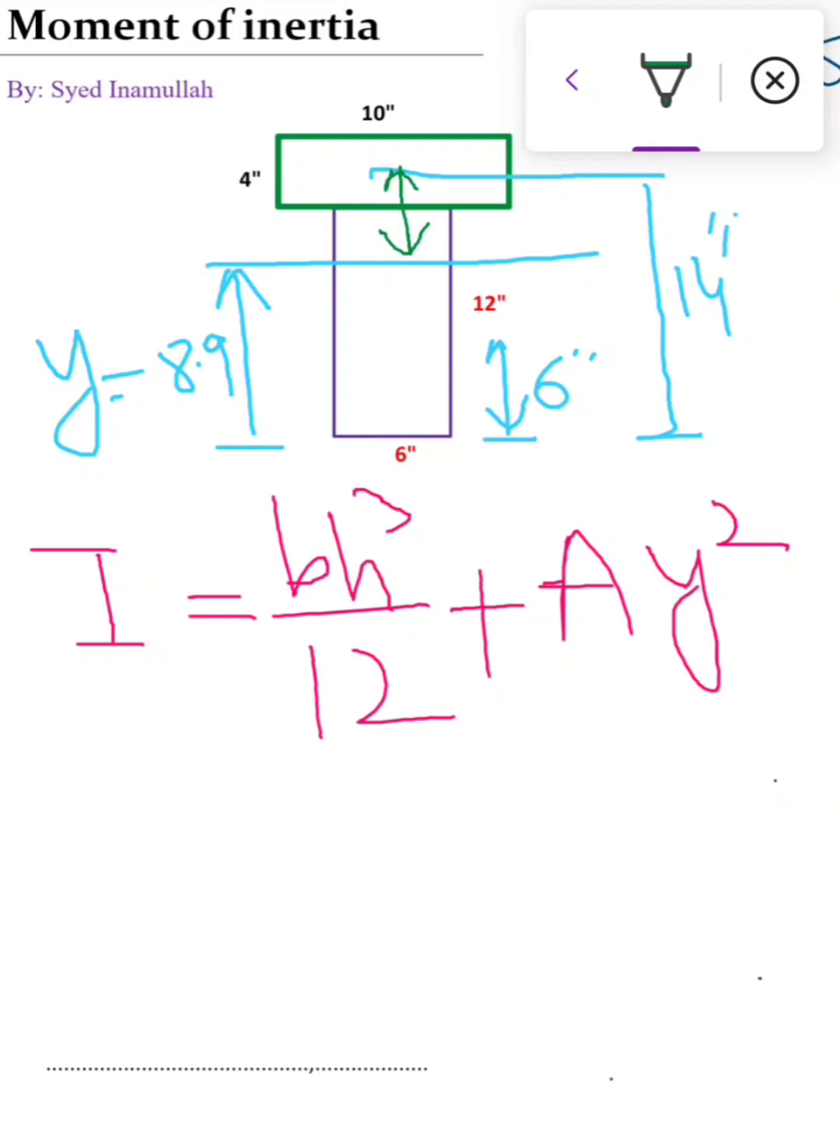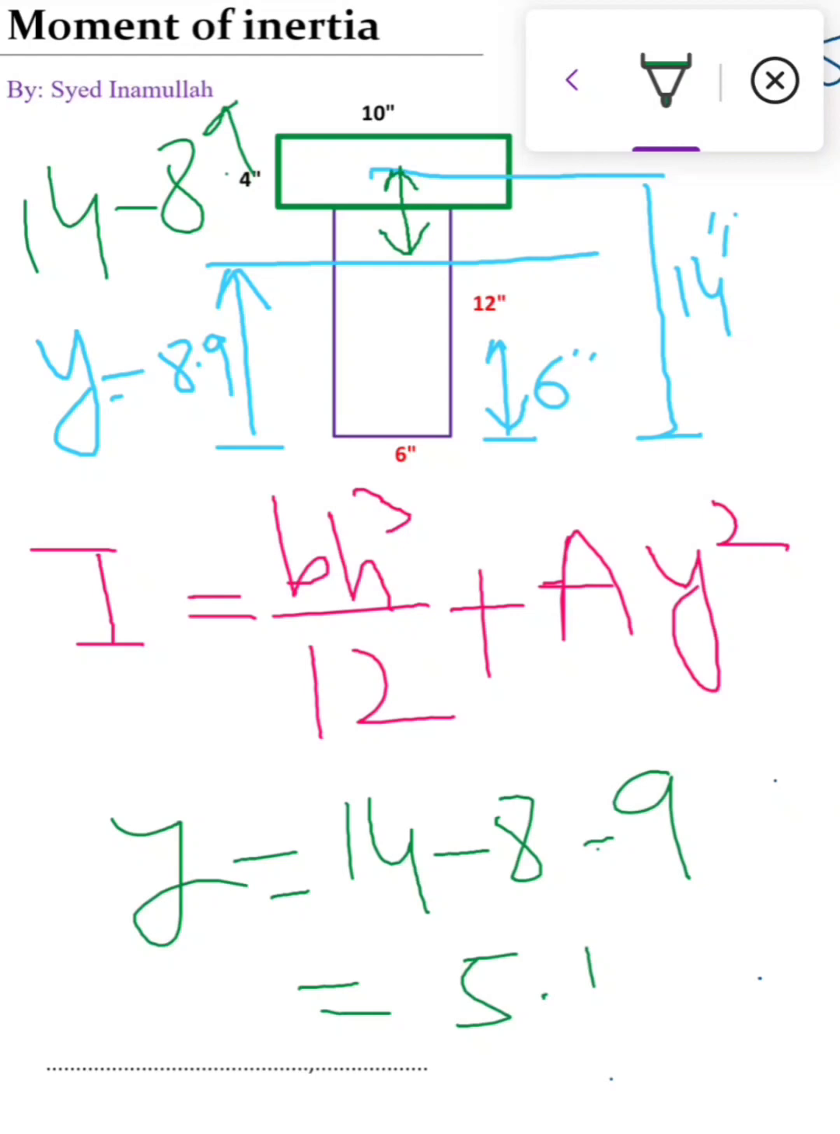So in this case, y will be 14 minus 8.9. So it becomes 5.1. This is 14 from the reference axis, and we subtract this 8.9. We will get this distance. Remember this distance. So it will become 5.1.